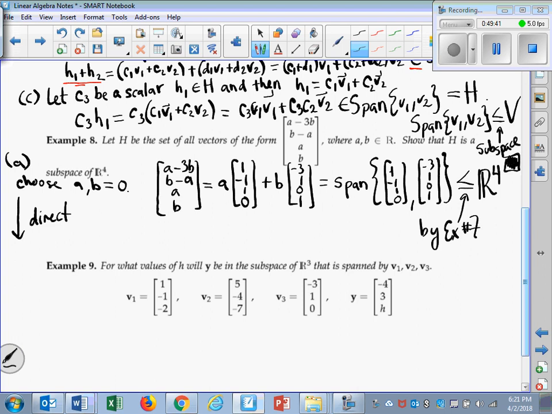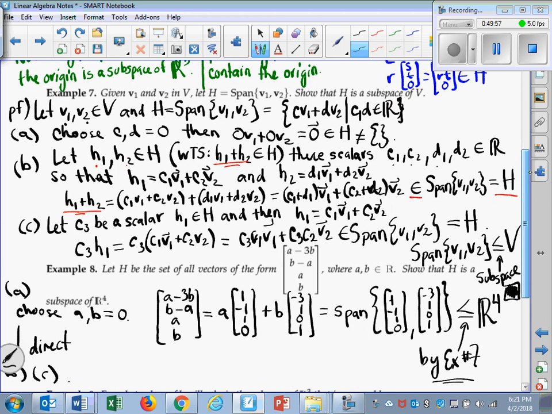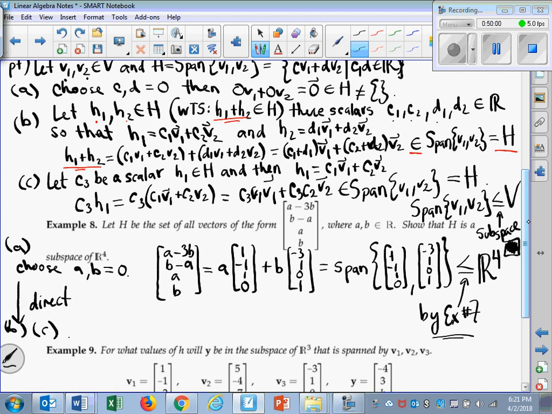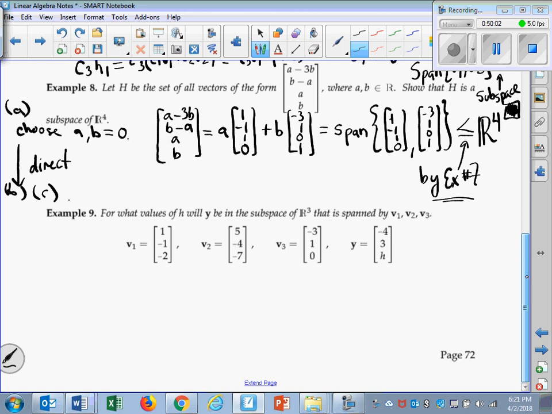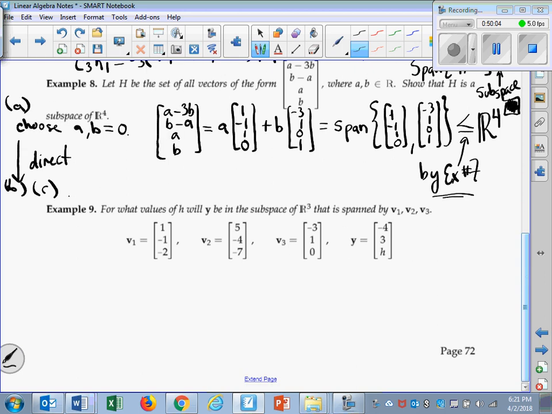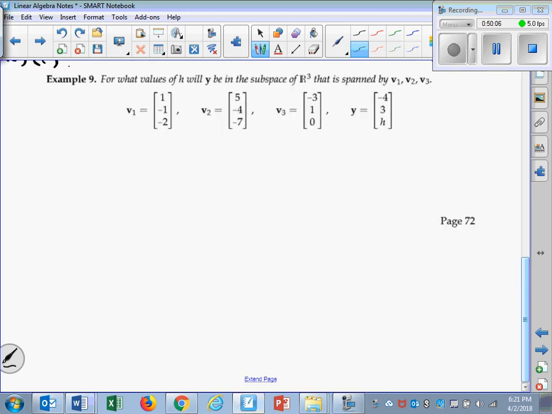So this method over here, showing A, B, and then C, is a direct method, which you could go through and do if you want, but that's kind of a pain. Here we have something a little bit more powerful. By our previous example, which we proved, the span of two vectors is a subspace of the original vector space. Very cool. Let's look at our last example here, example 9.